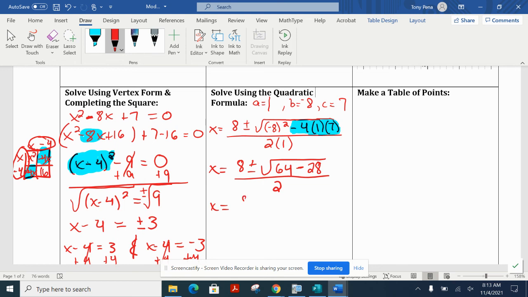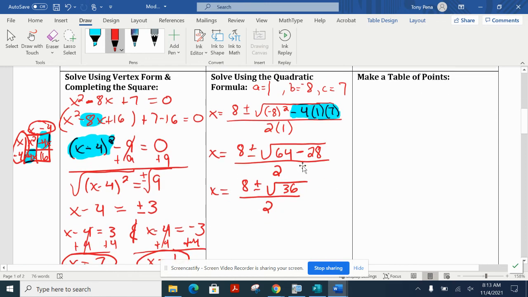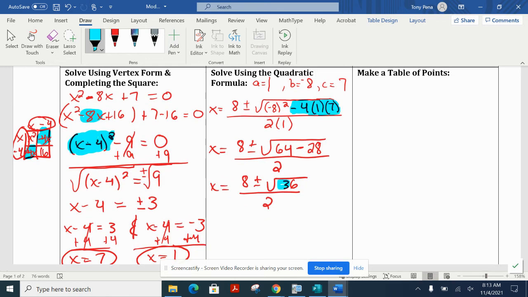Continue simplifying underneath the radical now. 64 minus 28 is 36 over a 2. One of the things that we talked about, if our equation factors, and this one clearly factored because we've already did it. We did this problem right here. We've already solved it by factoring. If it factors, you get a nice perfect square under here. So what I mean by that is, don't we know what the square root of 36 is? Yeah, and that's because it factored. That's why factoring is probably your best bet if you were allowed to do that.